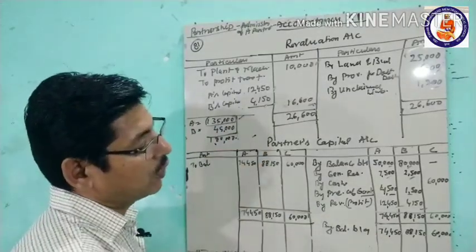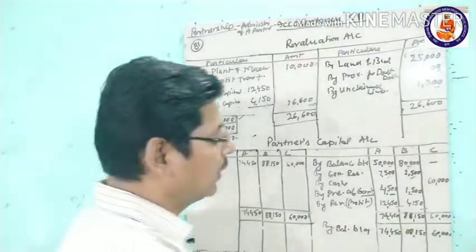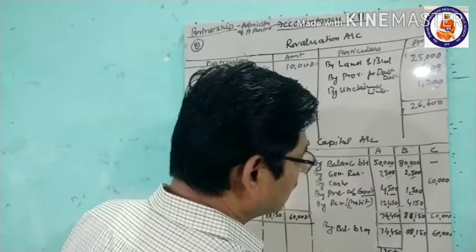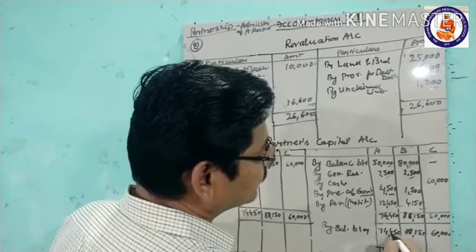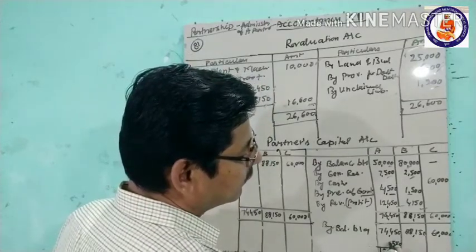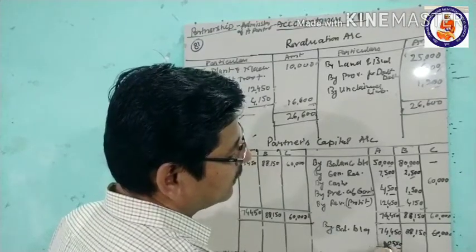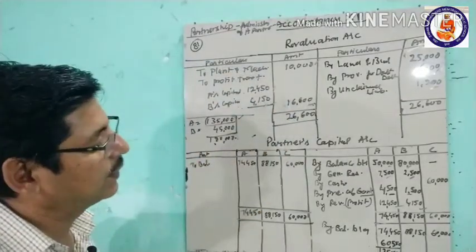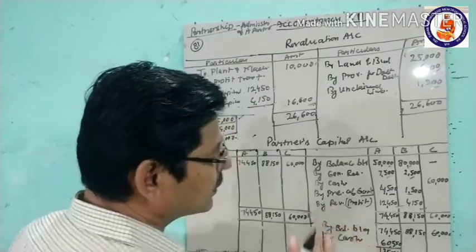Then creditors 30,000, bills payable 35,000. Total of the liability side is 2 lakh. On the asset side, land and building 50,000, plant and machinery 40,000, fixtures 30,000, stock 20,000, debtors 30,000, bills receivable 20,000, and bank 10,000. Total of the asset side is also 2 lakh. A bill of exchange of 4,000, which was previously discounted with the banker, was dishonored on 31st March 2018, but no entry has been passed for that.